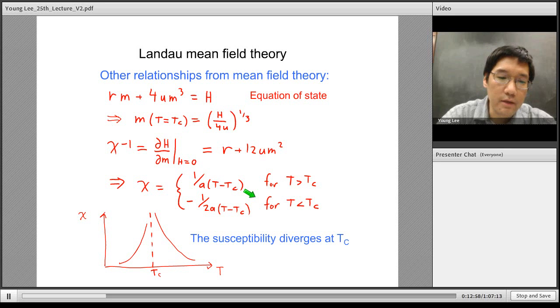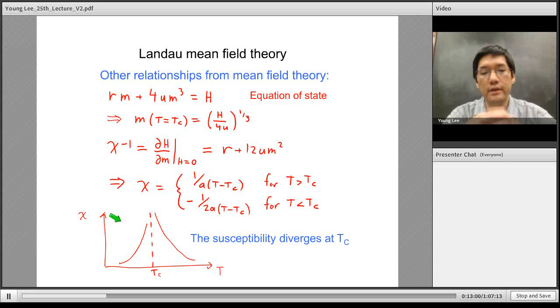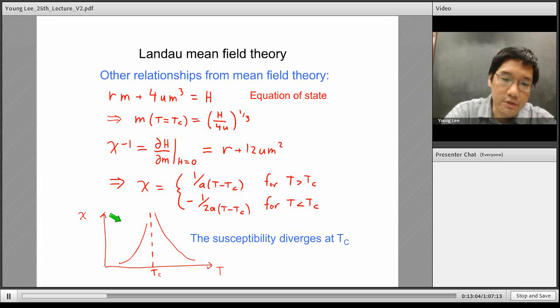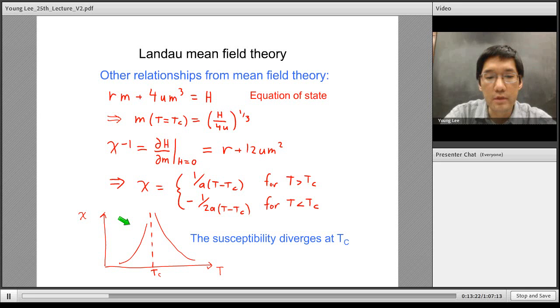And if you plot this, you get the cartoon that I show at the bottom: the susceptibility as a function of temperature. As you approach the transition temperature from above, you get this apparent divergence in the susceptibility. As well, if you approach Tc from below, increasing the temperature, you get this divergence of the susceptibility. And mean field theory tells you what the exponent is for that divergence.